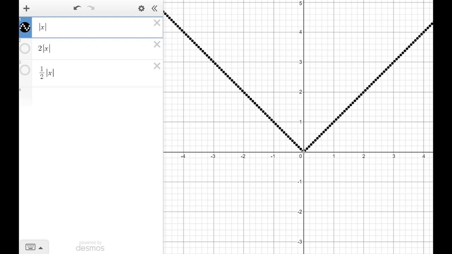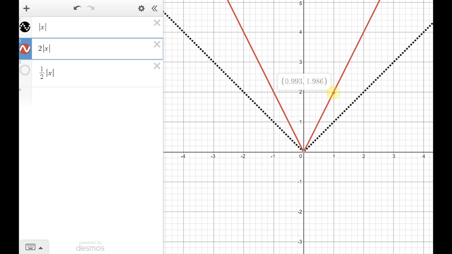Okay, so for stretching and shrinking, I think this can be a little hard to wrap your head around. So let's start with the base function, absolute value of x. And then let's take a look at what happens when I multiply that by 2. So what's happening here is the function looks narrower, and I want to point out a key point here. On the original function, we have the point 1, 1, right? You see that, 1, 1. Okay, now if I come up to this function, notice this is the point 1, 2.